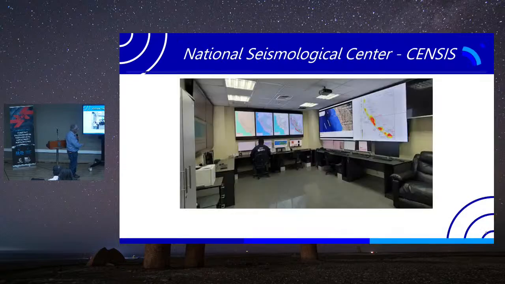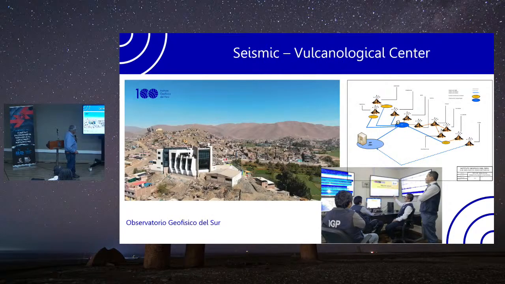This is a view of the current seismological center. Here we monitor, as I say, the strong motion, the seismic activities, as well as the data from the volcanic network. No? Currently we are monitoring 12 volcanoes in southern Peru. This is a view of our headquarters in Arequipa. It's just brand new. It was inaugurated last year.